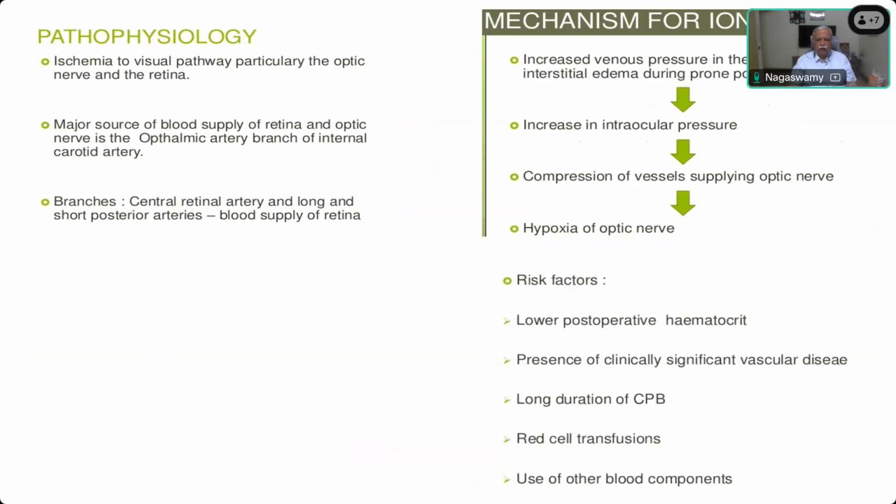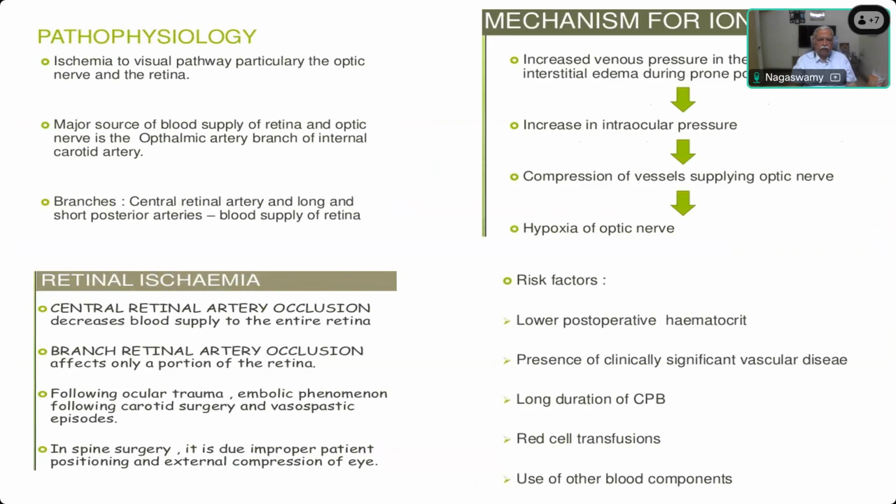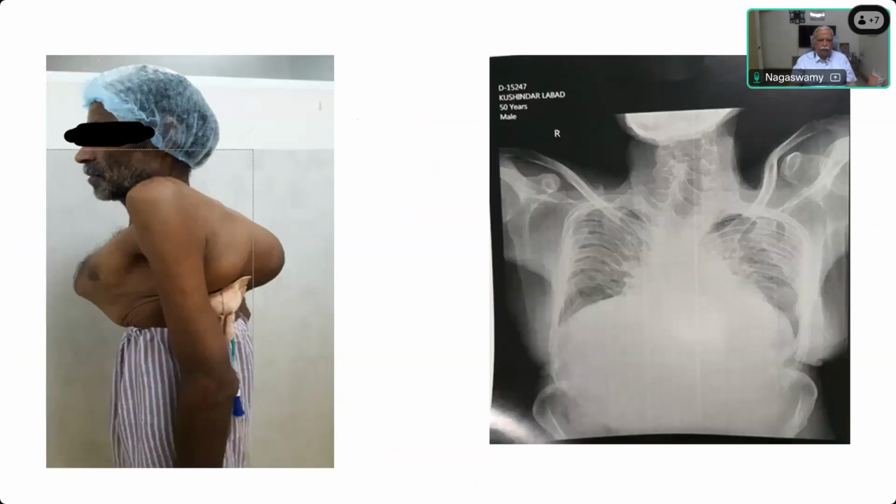The risk factors are low postoperative hemoglobin, presence of clinically significant vascular disease, and long duration. Cardiopulmonary bypass is not being used here, but it is one of the conditions where this can happen, as well as red cell transfusions and other blood components. Retinal ischemia can be central or branch retinal ischemia, and in spine surgery it is very important here. So these are all the things that you have to remember with regard to scoliosis.